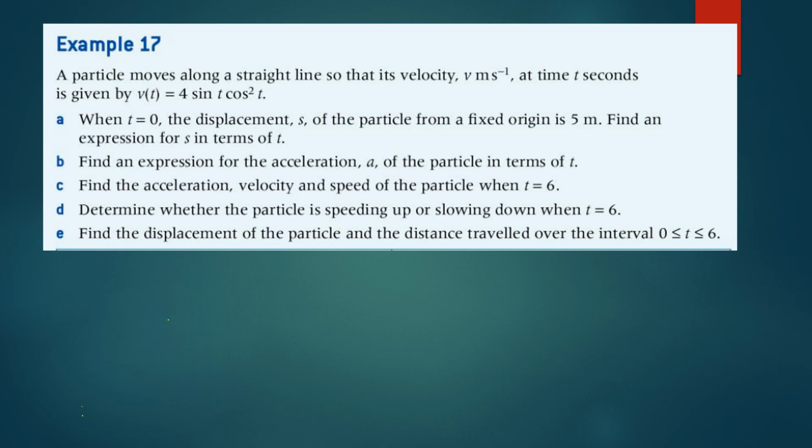Let's explain example 17. A particle moves along a straight path or straight line so that its velocity v meters per second at time t seconds is given by this formula.